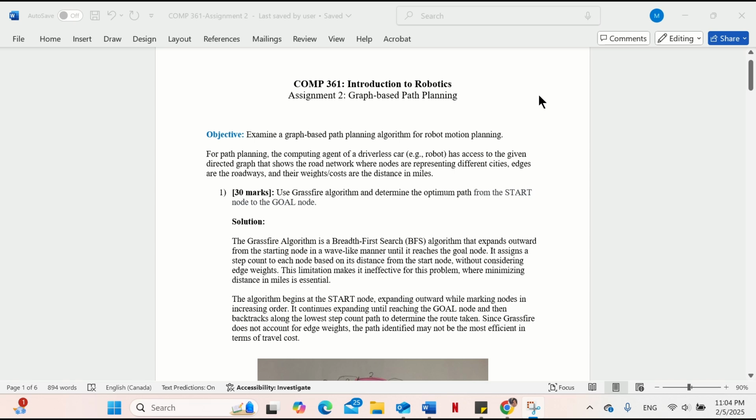In this video, I'll be explaining the solution for assignment 2 on graph-based path planning. I'll be looking at two key algorithms, the Grassfire algorithm and Dijkstra's algorithm. I'll go over how each one works, their advantages and limitations, and why Dijkstra's algorithm provides the optimal solution for this problem. Let's get started.